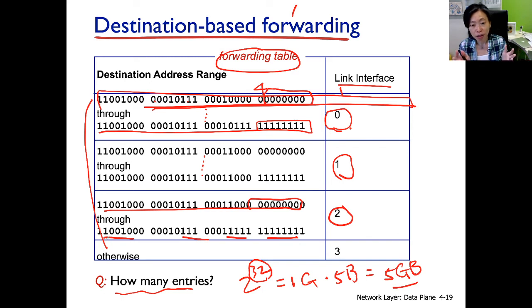So this is a 32 bits IP address. This is IP version 4. Later on, you will see there's another version of the IP layer protocol, called IP version 6. And the address space there is actually expanded to 128 bits. So this approach, one entry per IP address, is not going to scale very well.